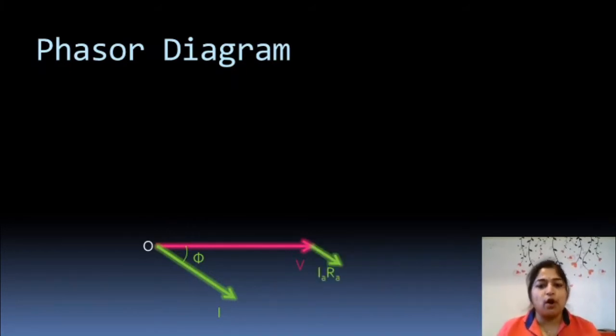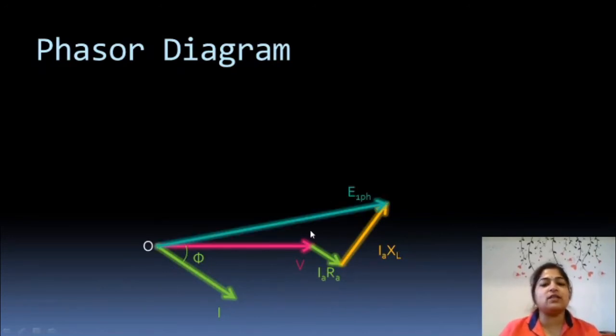Third step is to plot IRA. IRA will be in phase with I, but it will be drawn from V because it gets added to V. Next step is to draw IXL, which will be perpendicular to I, but it will be drawn from IRA. See, it is perpendicular to IRA, means it is perpendicular to I also. But it will be drawn here because ultimately we need to add V, IRA, IXL. So this IXL value we got from Potier triangle, and we will just join this to get E1PH. So V plus IRA plus IXL is going to give us E1PH. This is what we found in our last video.